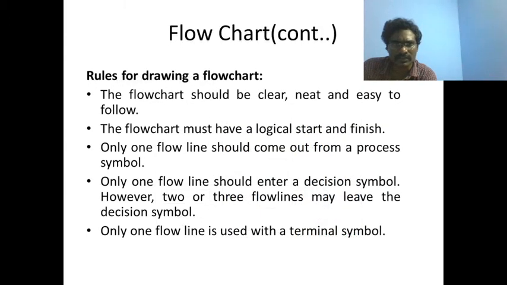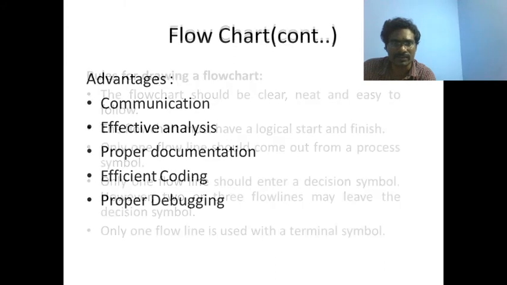The main rules for writing a flowchart: the flowchart should be clear and neat, and easy to follow. It must be a logical representation with a start and finish. Only one flow line should come out from a process symbol, and one flow line should enter a decision symbol. However, 2 or 3 flow lines may leave the decision symbol, and one flow line should be used in the terminal symbol.